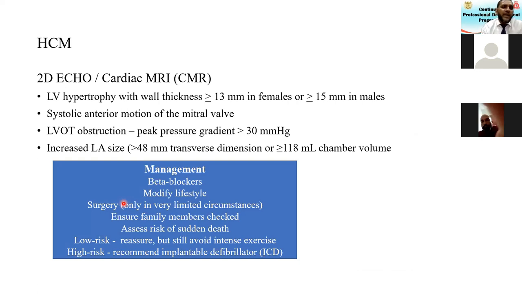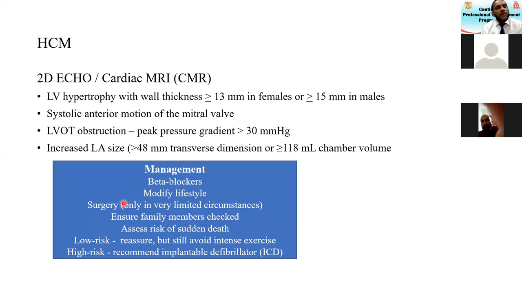Cardiac MRI is the gold standard for diagnosis, but generally we do a 2D echo. Ideally, the transesophageal echo is more sensitive than the TTE. So in the echo and the cardiac MRI findings, if there's a left ventricular hypertrophy wall thickness equal to or more than 30 millimeter in females or equal to or more than 15 millimeter in males, it is diagnostic of hypertrophic cardiomyopathy. It's an asymmetrical enlargement, and systolic anterior motion of the mitral valve is another feature which you can find in 2D echo.